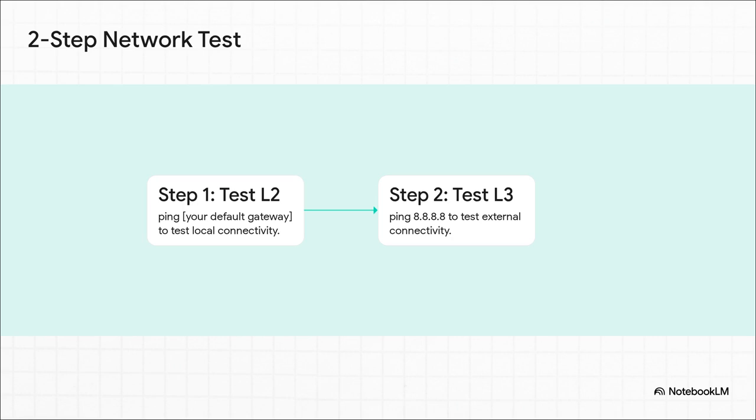This is a Layer 2 test. It's asking, can the local postman even get the mail to the end of my street? If that works, great. Now try to ping 8.8.8.8, which is a public Google server. This is your Layer 3 test. It's asking, okay, can my mail actually leave town and travel on the global network?